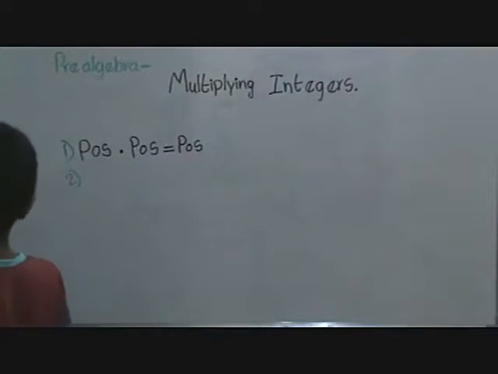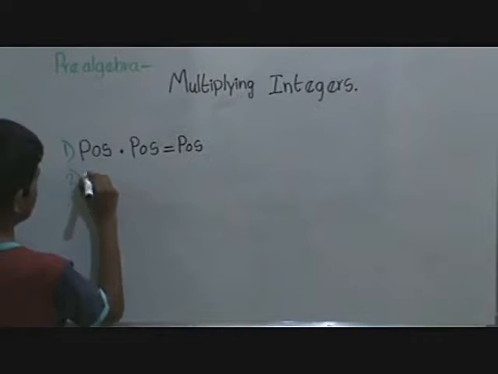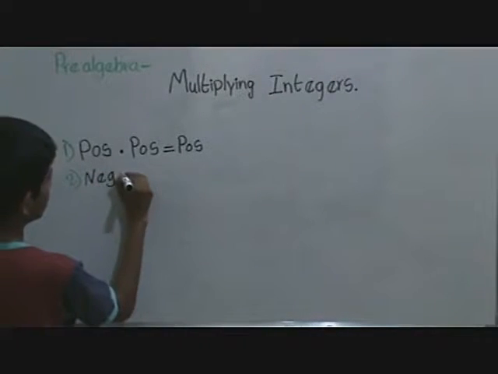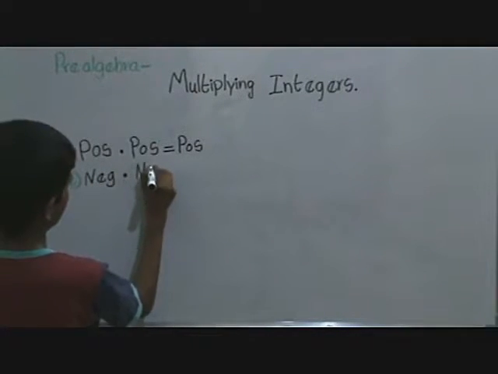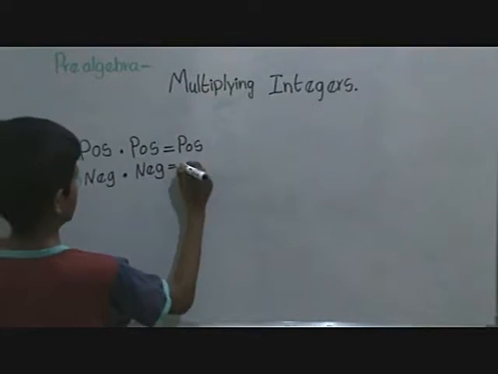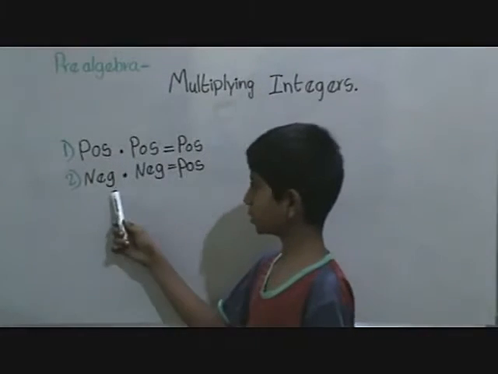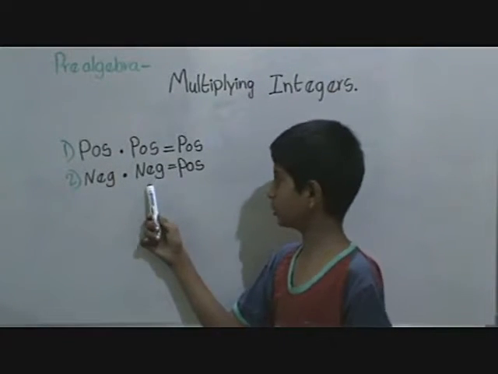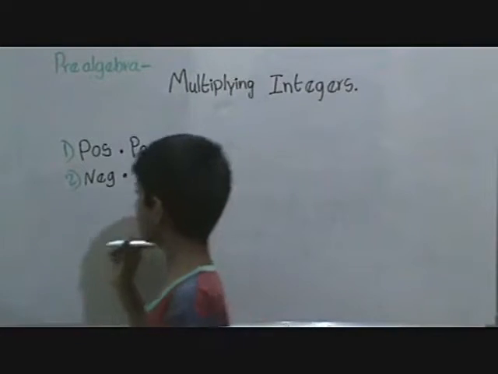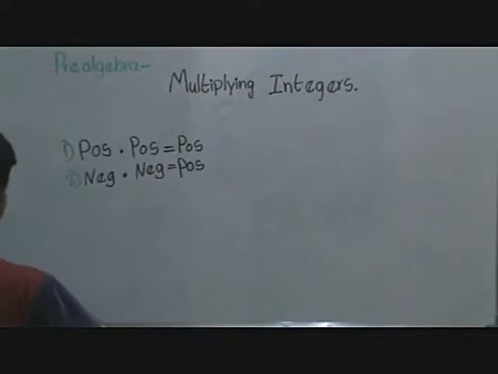Rule number 2 is, negative times negative equals positive. If you have a negative number times another negative number, the answer will be positive. Okay?